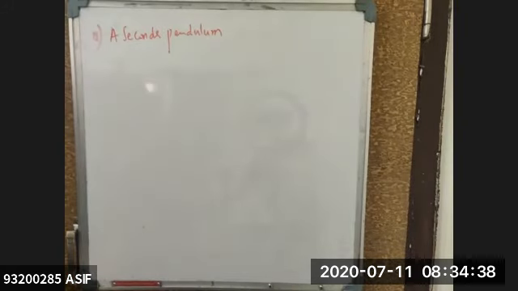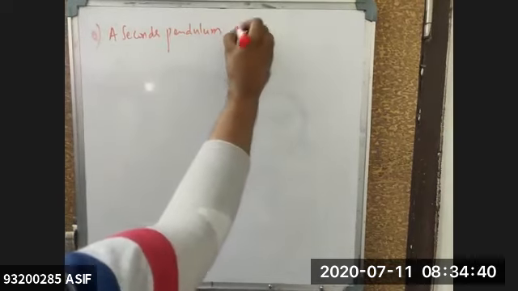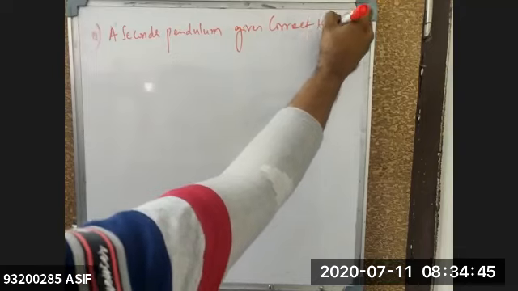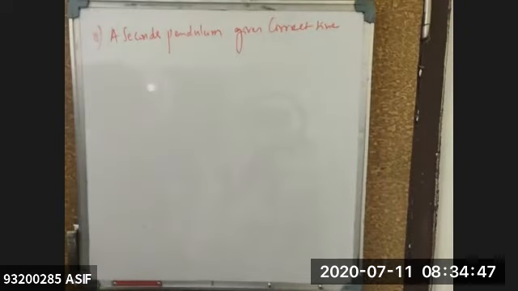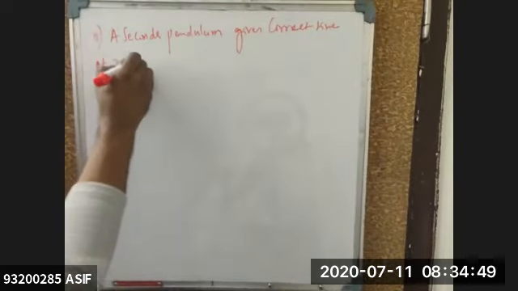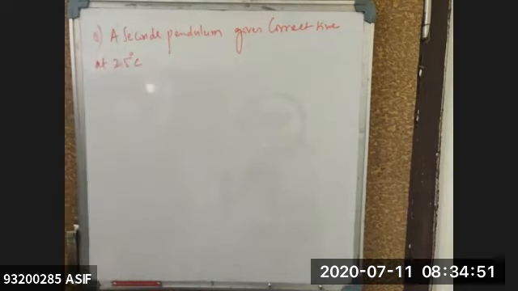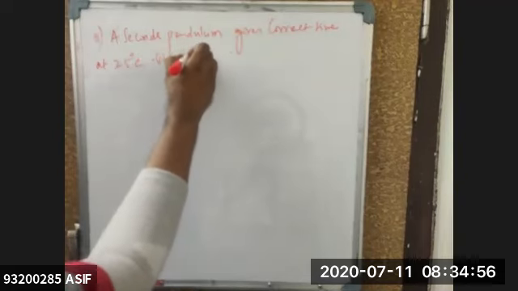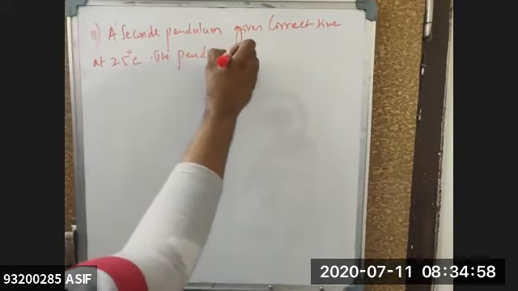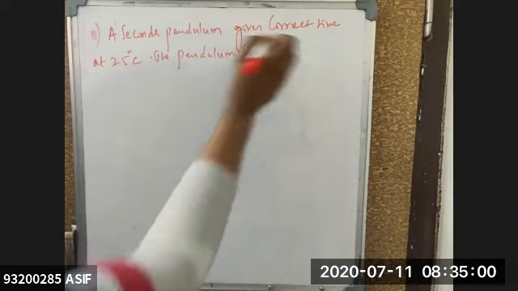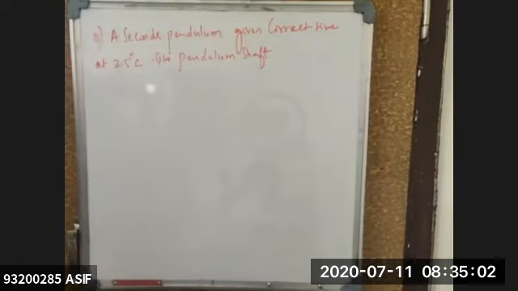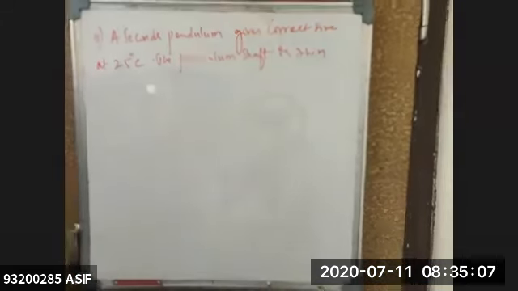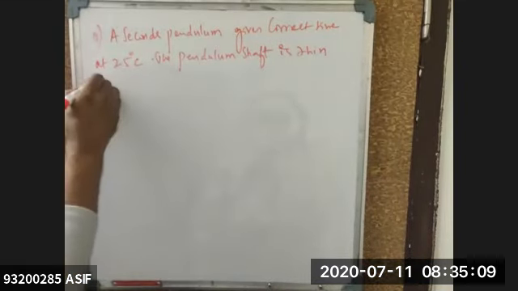A seconds pendulum gives correct time at 25 degrees centigrade. First off, the pendulum shaft is thin and is made of steel.